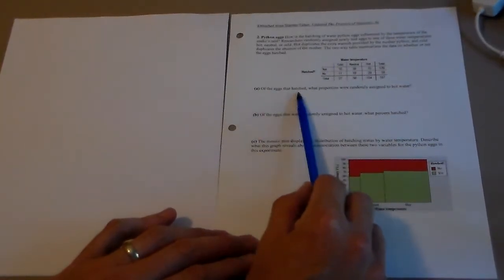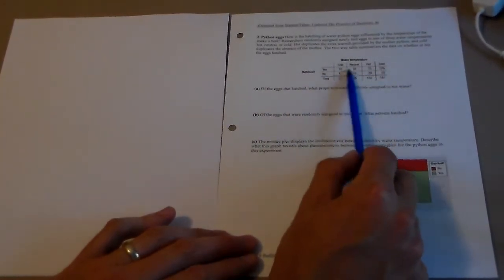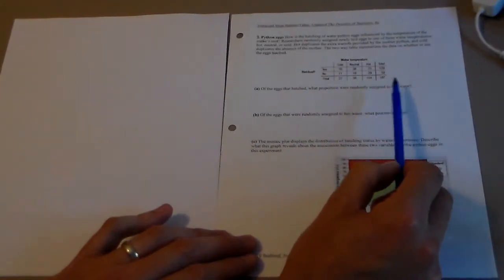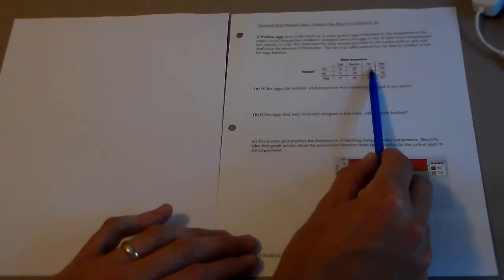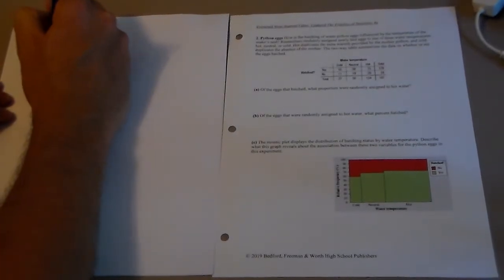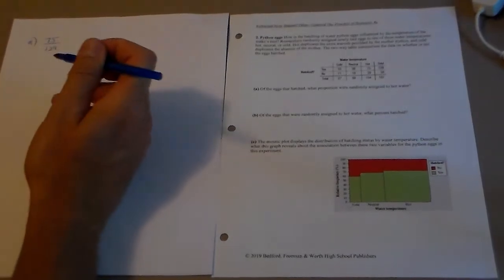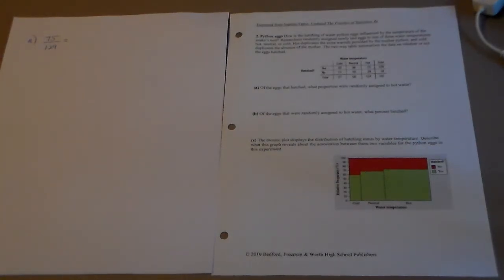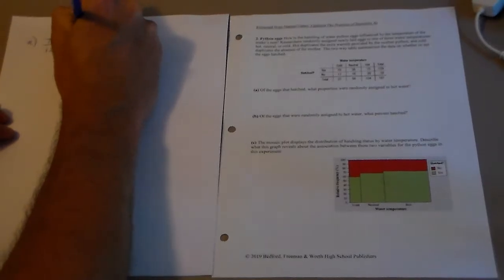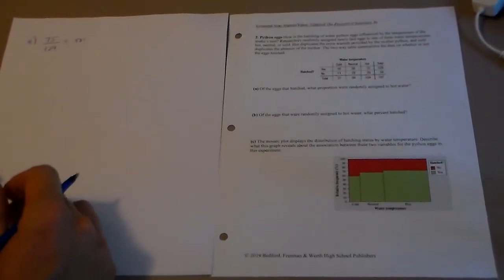So it says of the eggs that hatched, of the numbers in this row, what proportion were assigned to hot water? Well, here's hot, here's how many hatched. So part A is gonna be 75 out of 129. Now, this is really what they wanna see. They wanna see fractions more than decimals, but I think it's good to put both, okay? And then you do 75 divided by 129, and let me see if I can get my calculator out. The calculator tells me that that's going to be 0.581. And you're going to say, well, how many decimal places do I do, Mr. O? 3's good. 3's a good rule of thumb, okay?